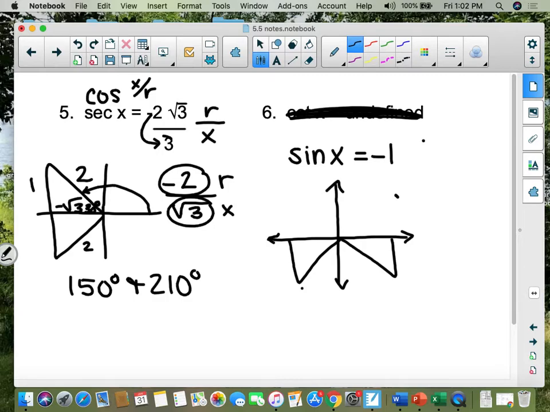I write my formula down, y over r. This ends up being a negative 1. So a negative 1 over 1 needs to equal the y and the r. Is there a triangle that we studied where the y and the r were the exact same number? The x's and the y's were the same number, but not the y's and the r's. So it can't be a triangle, can it?